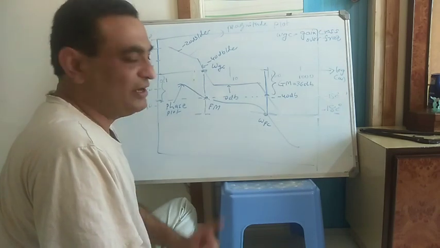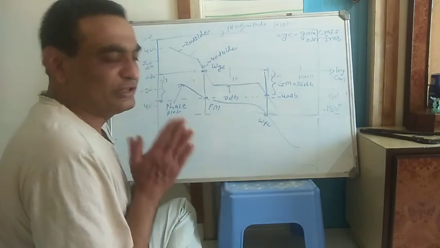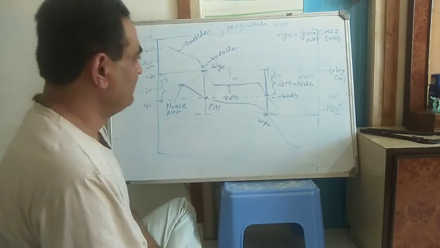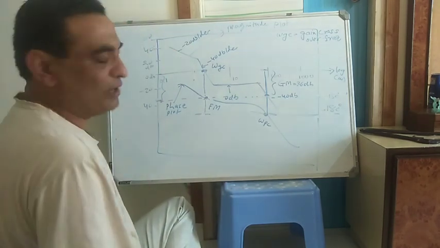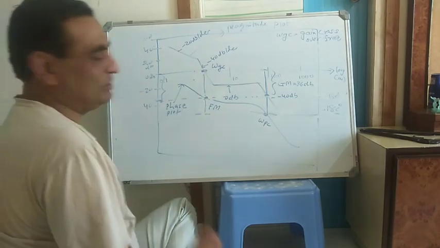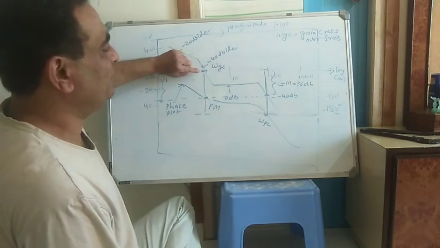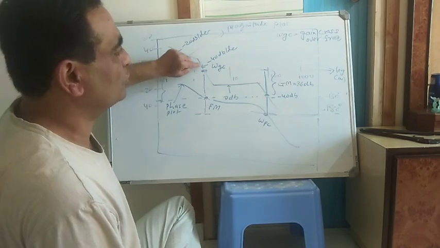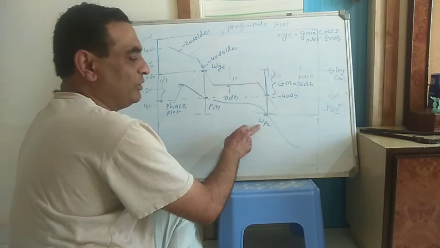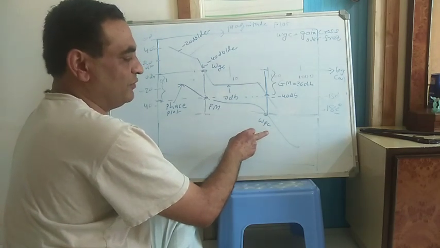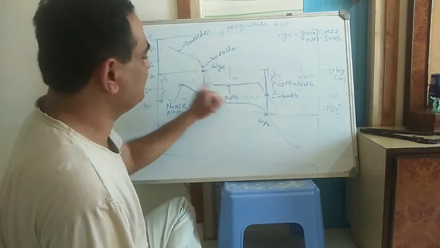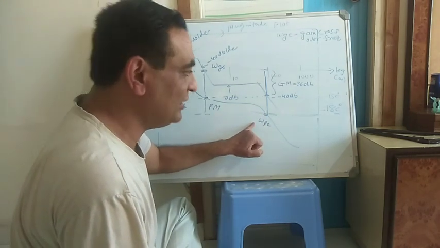Once again, let me remind you how to check the positive or negative phase margin or gain margin. You need to calculate the phase margin, so you have to find omega GC. Omega GC is the frequency where the gain plot crosses the 0 dB line. Then you need to calculate omega PC, that is the phase crossover frequency. The phase crossover frequency is the frequency where the phase plot crosses the minus 180 degree line.